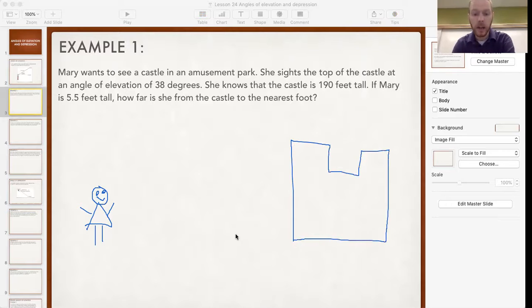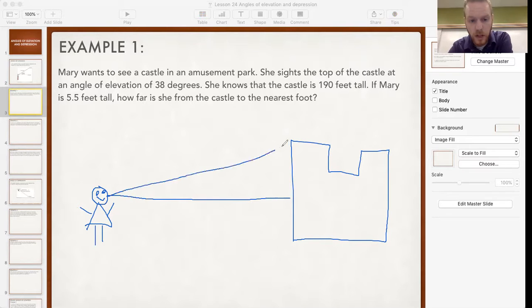What we're going to do is read this word for word, just like a translation type deal. So Mary, if she looks straight ahead, she could see the castle. And if she tilts her head upward, she could see the very top of the castle, right? And this angle right here is going to be 38 degrees. So let me just type that in here. This is going to be 38 degrees. All right. Now let's continue with the other stuff.